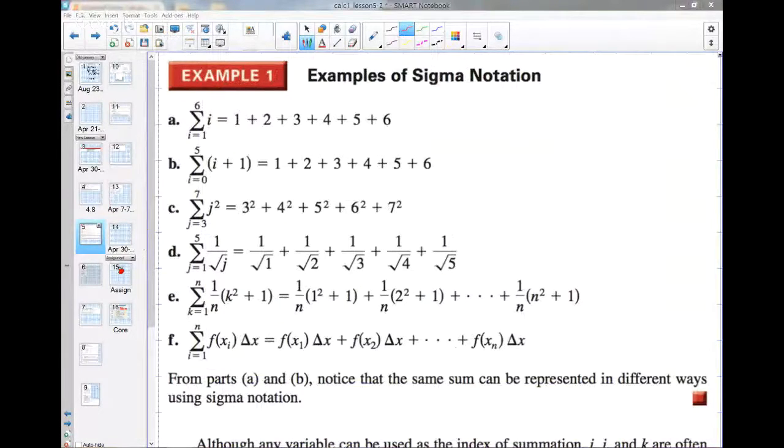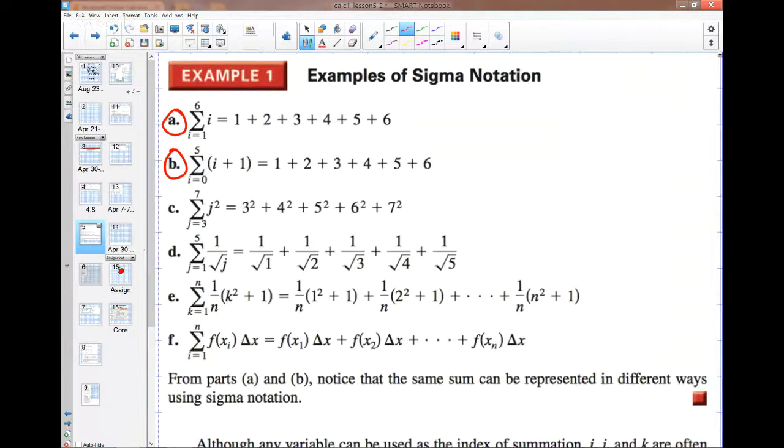The second one says start at 0 and go to 5 and add up all the i plus 1s. So if i is 0, i plus 1 is 1. And then you go to the next one. i equals 1, i plus 1 is 2. So one thing you should notice is that these two actually have the same result. It's add up the numbers 1 through 6. So an interesting little tidbit here. Not unlike math, there's more than one way to do the same thing.